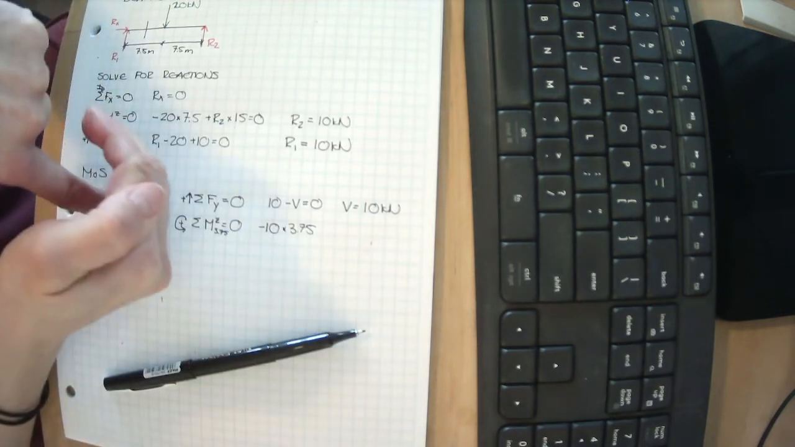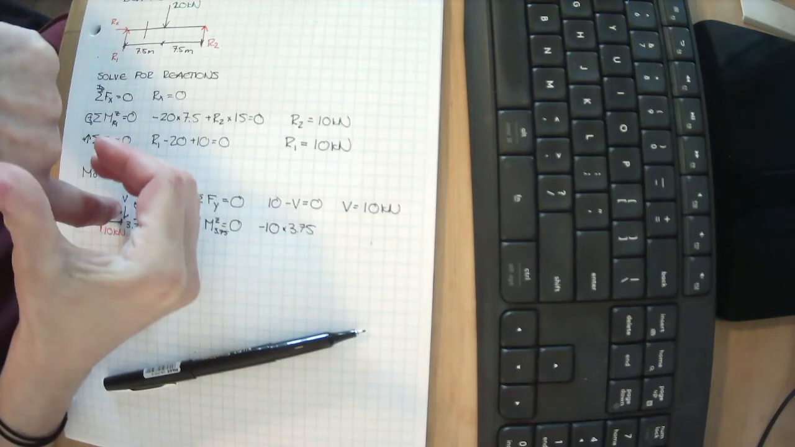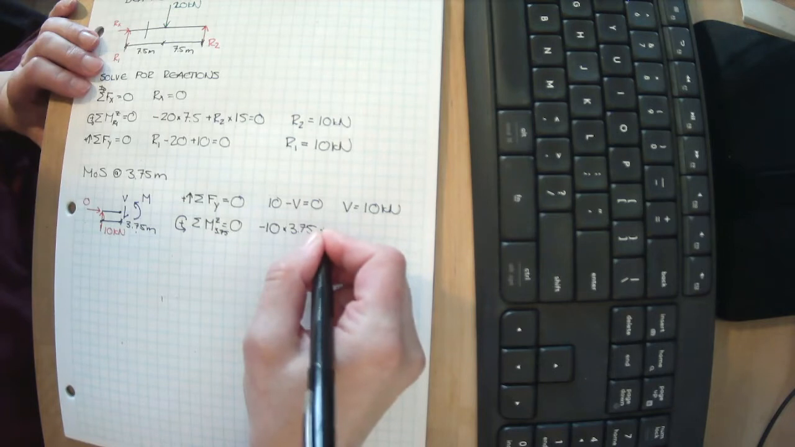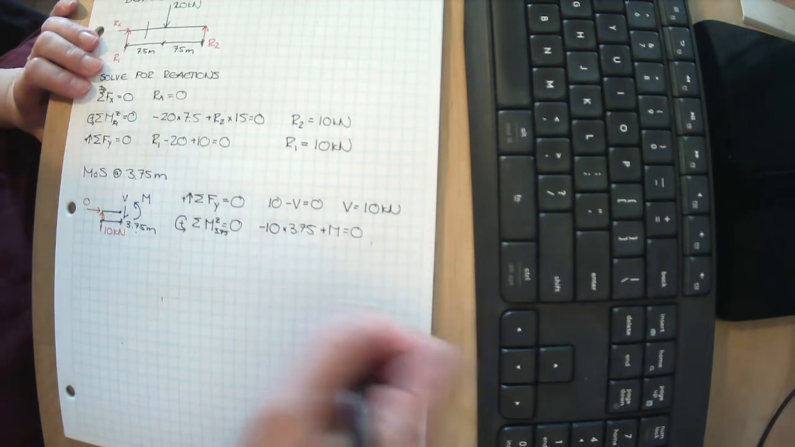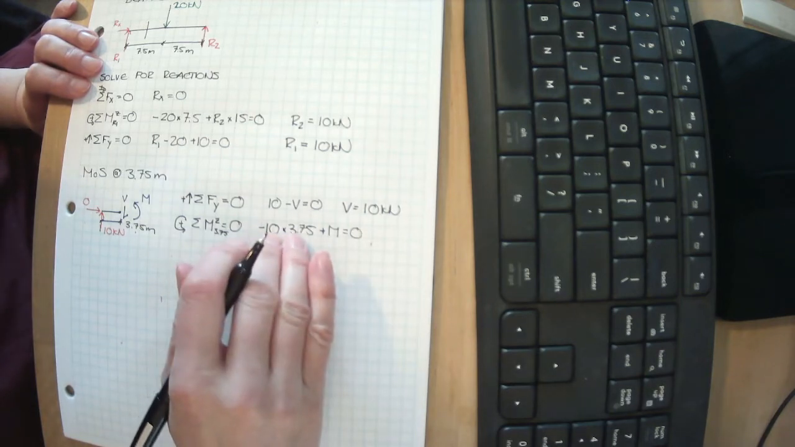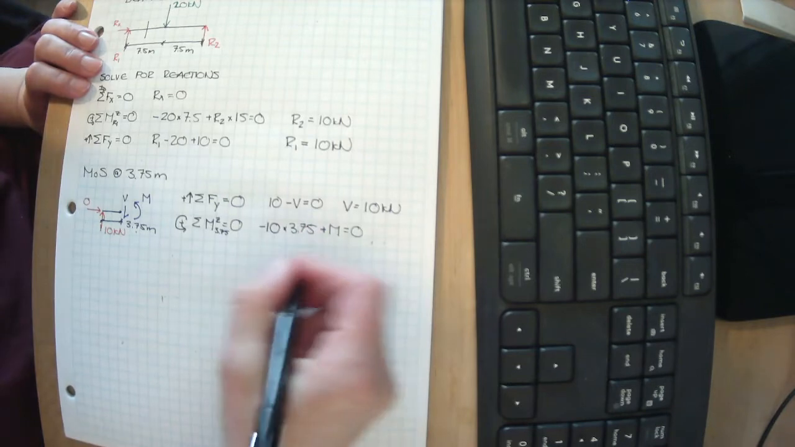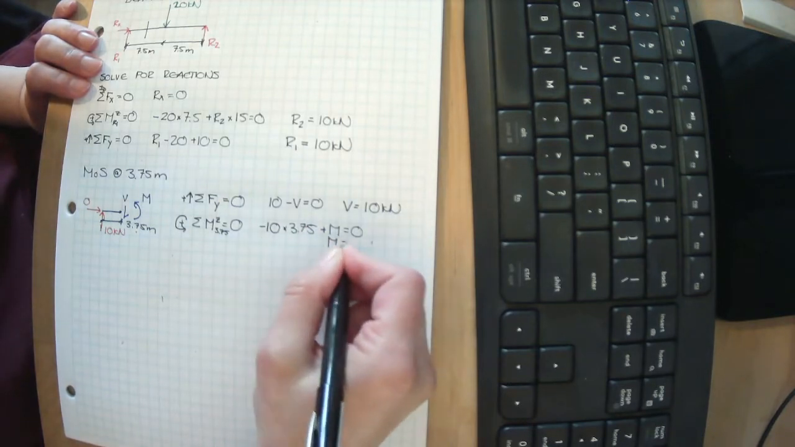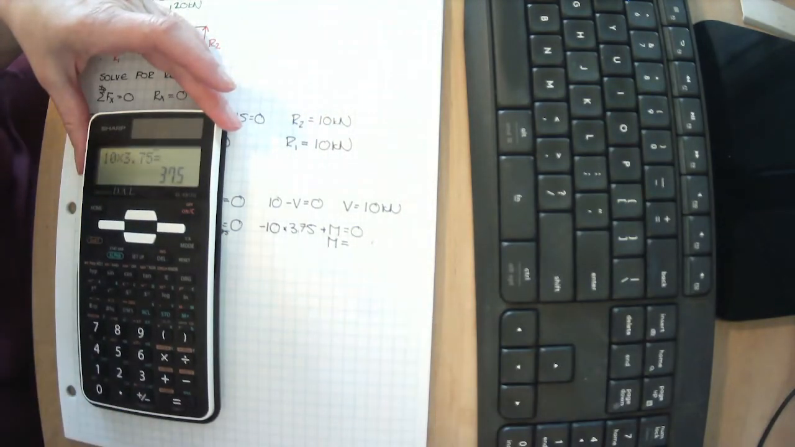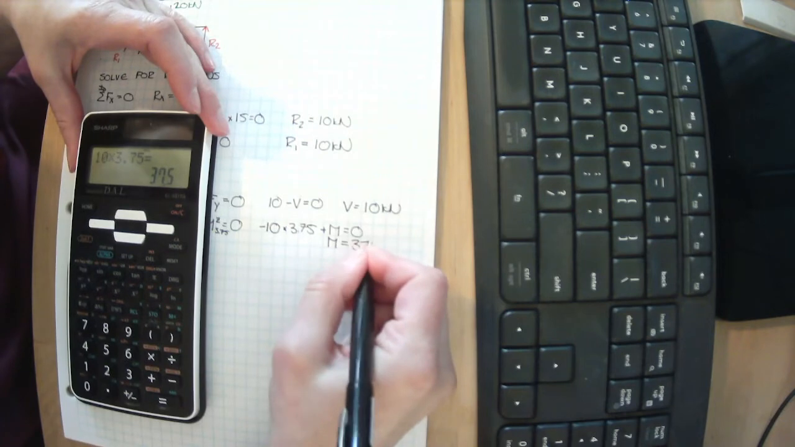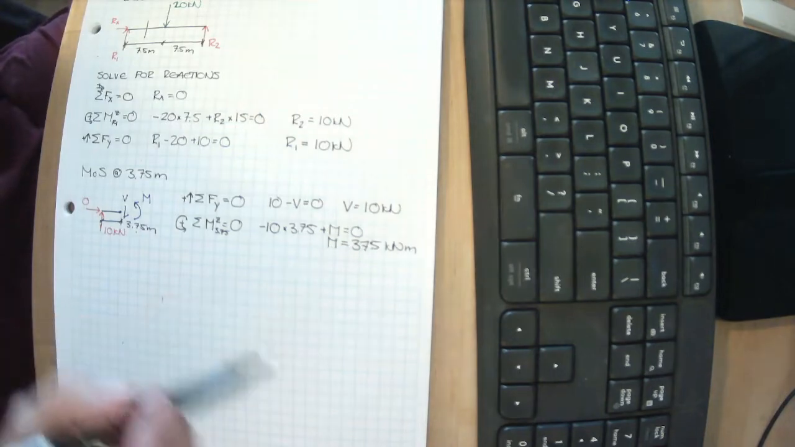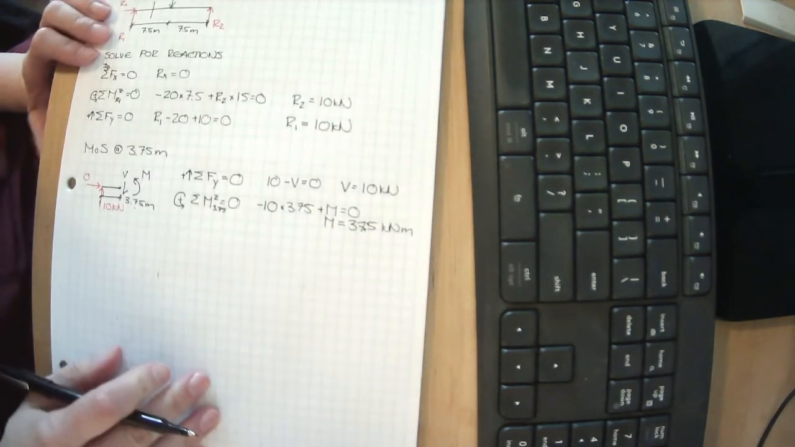And then my unknown moment is just spinning in the positive direction about that. Remember, I guessed that it was positive, I'm just drawing it positive. So plus M equals 0. I can rearrange this, so I'll multiply 3.75 by 10 and bring it over to the other side. M equals 10 times 3.75, which is 37.5 kilonewton meters.